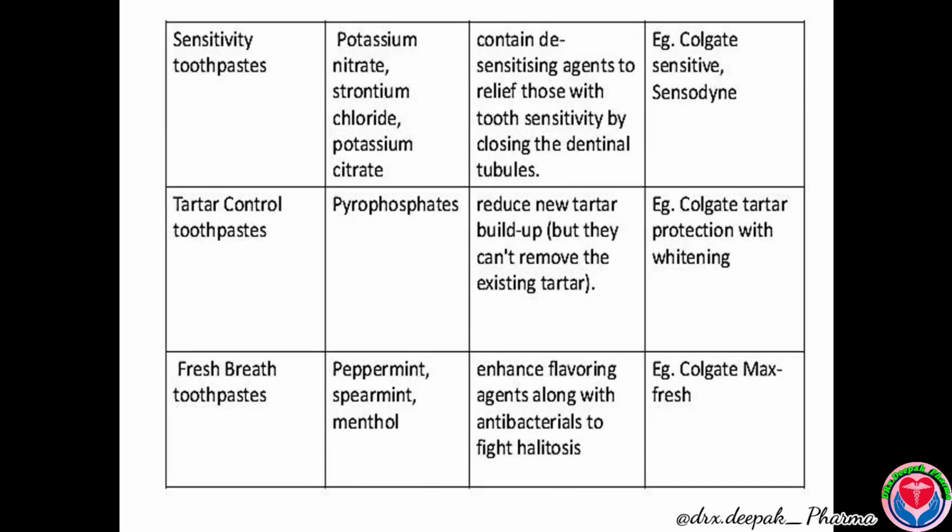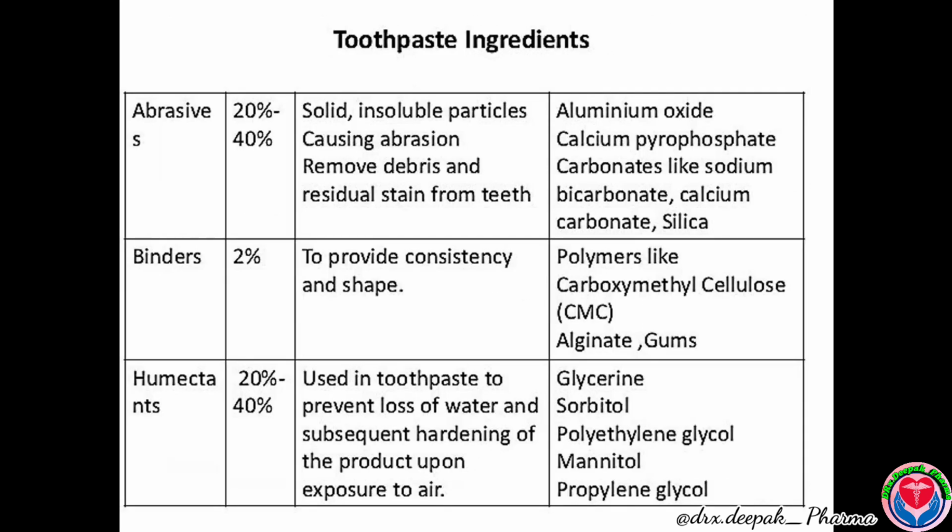Next is sensitivity toothpaste. They contain a desensitizing agent to relieve those with tooth sensitivity by closing the dentinal tubules. Colgate Sensitive and Sensodyne are examples. Then there are tartar control toothpaste and fresh breath toothpaste. So many types are there.